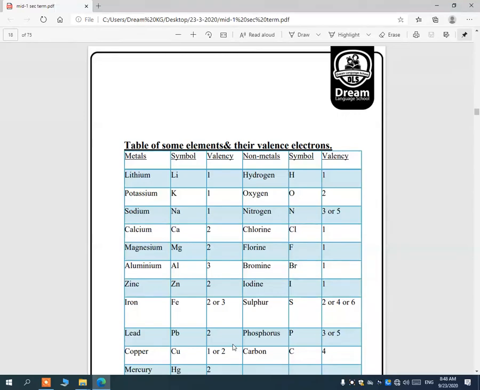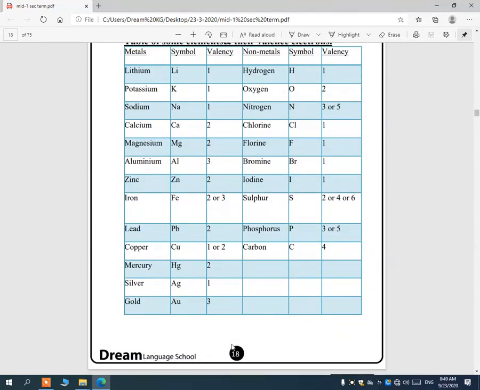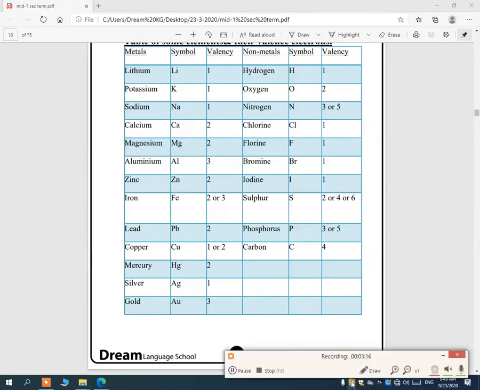The valency of iron, take care, because iron is an example of metals which has more than one valency. Iron has two valencies, 2 and 3. Or you can say iron is divalent and trivalent. The valency of lead is 2 or divalent. The valency of copper, take care, is another example of a metal that has more than one valency. Copper may be monovalent or divalent.